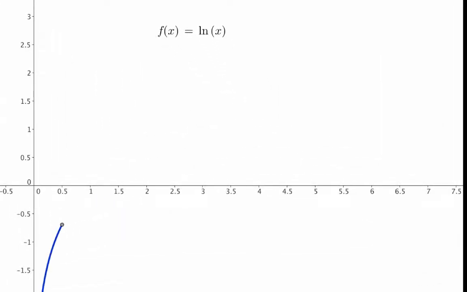Here is a plot of the logarithm. You see that when x is 1, then log of 1 is indeed 0. As x increases, the logarithm increases, and you see that it's increasing, but at a very, very slow rate. So in a sense, this is the inverse of the exponential, which grows so extremely rapidly.